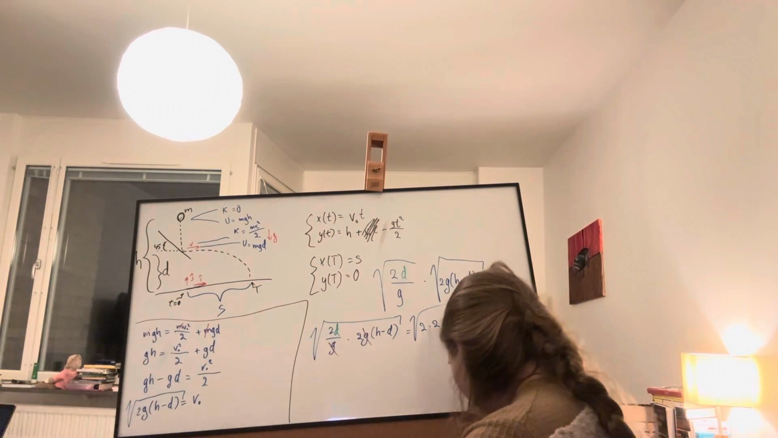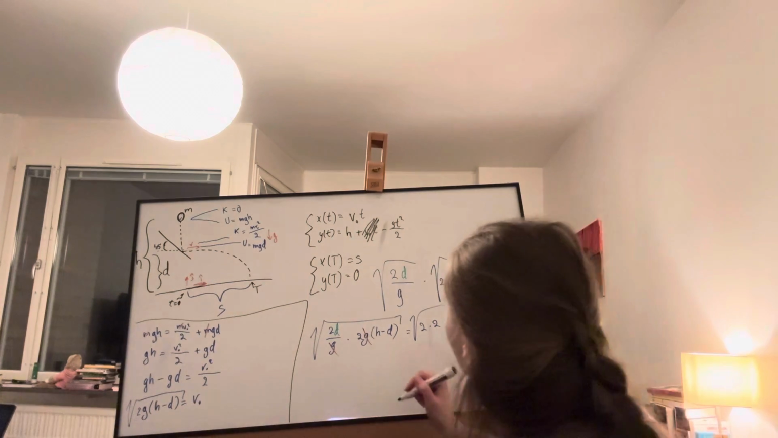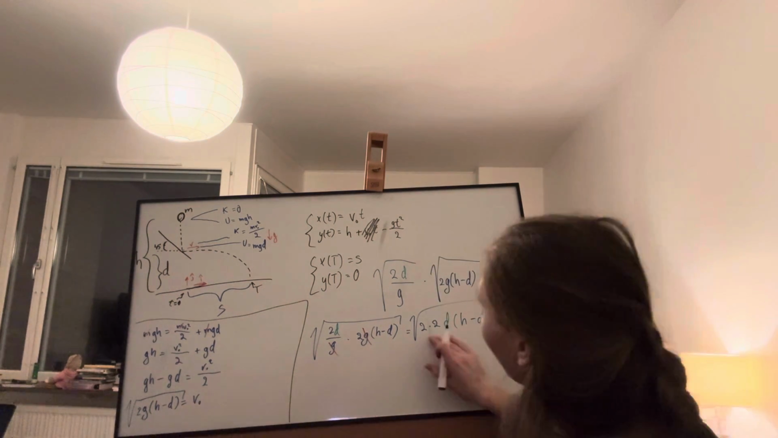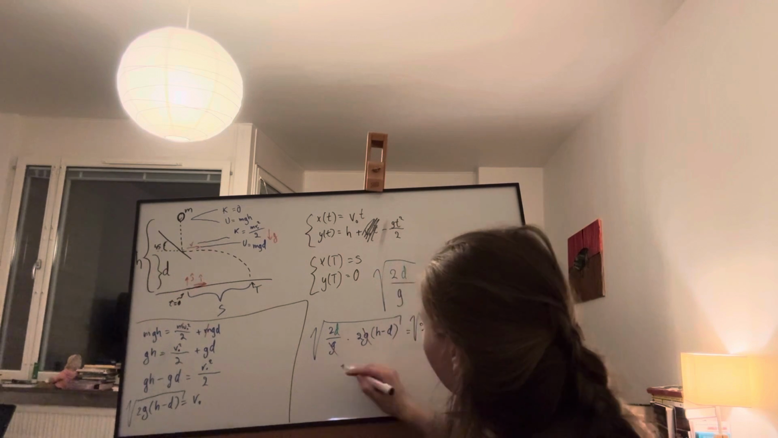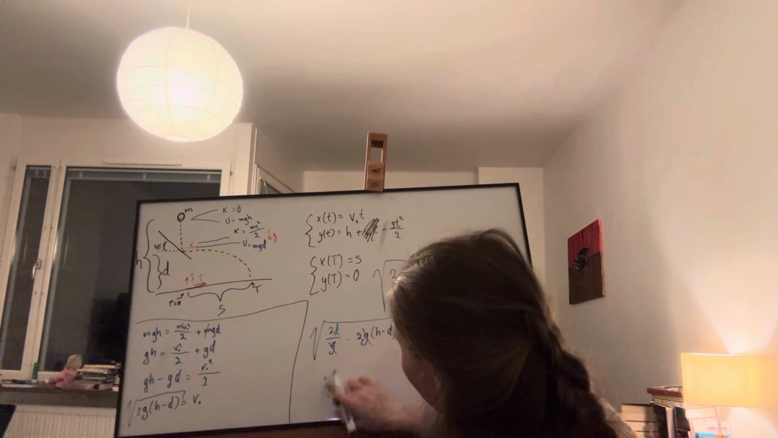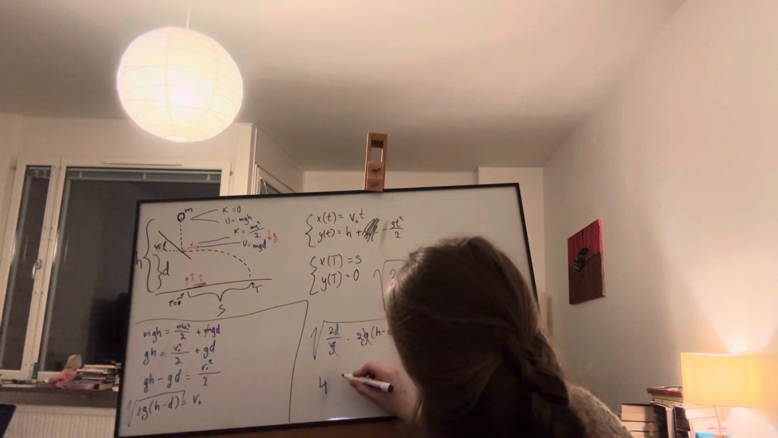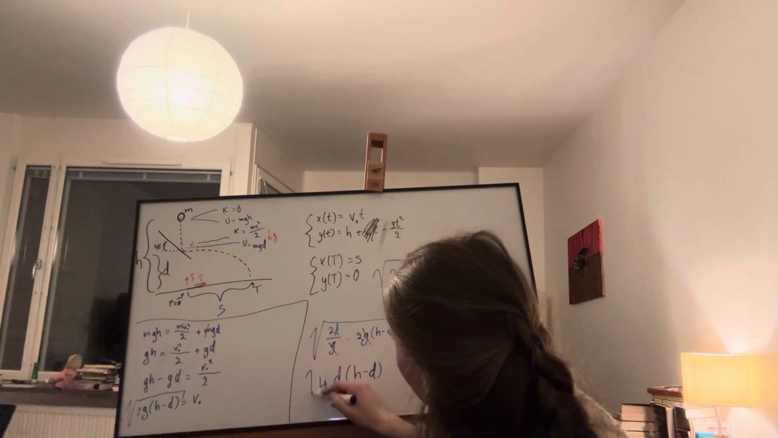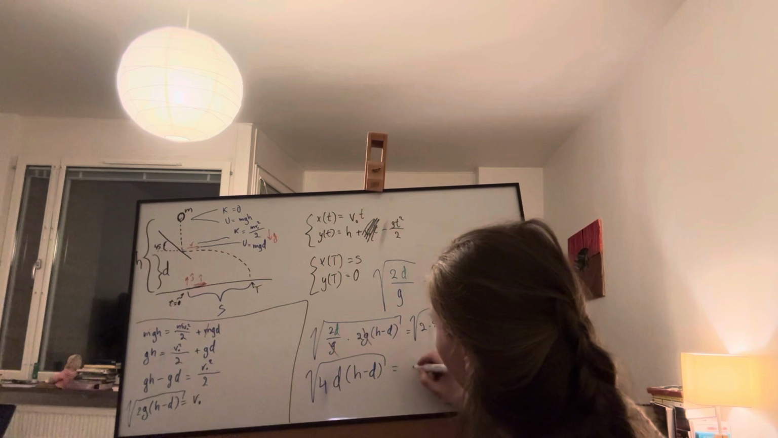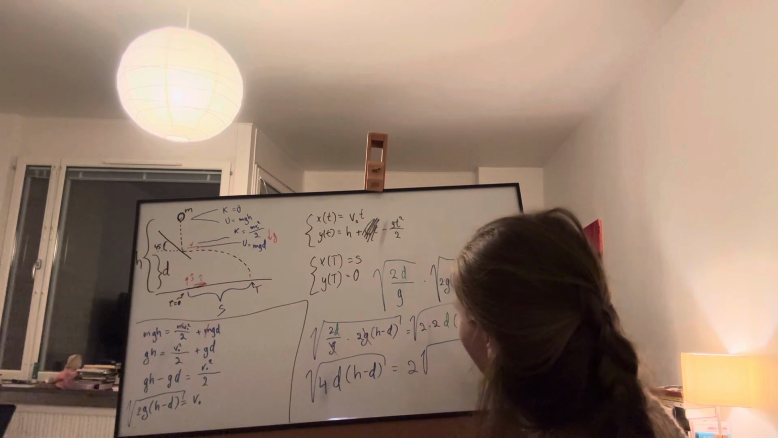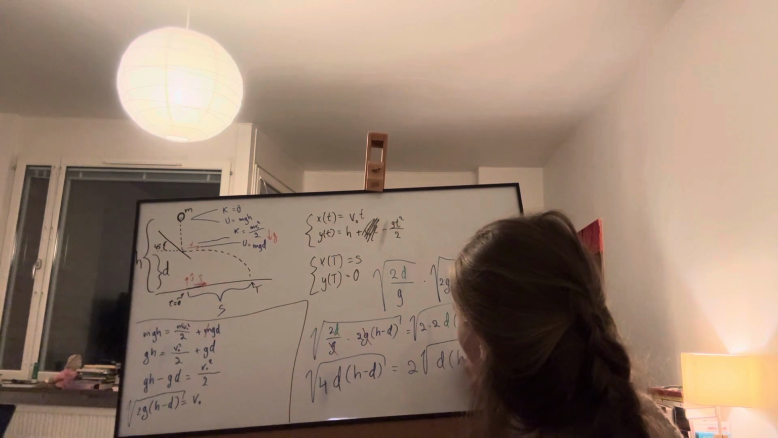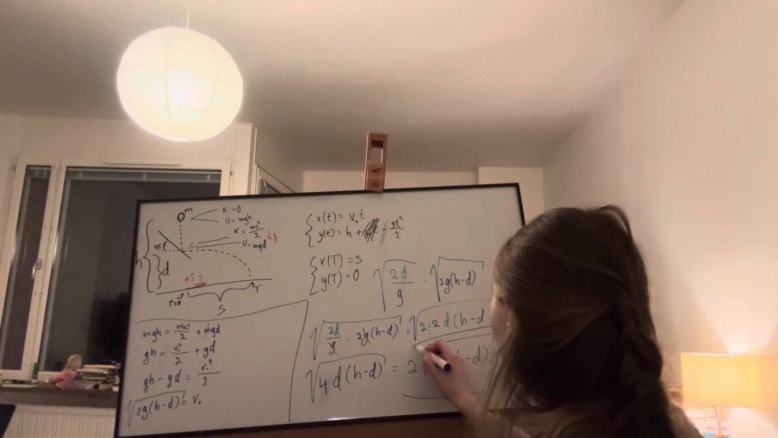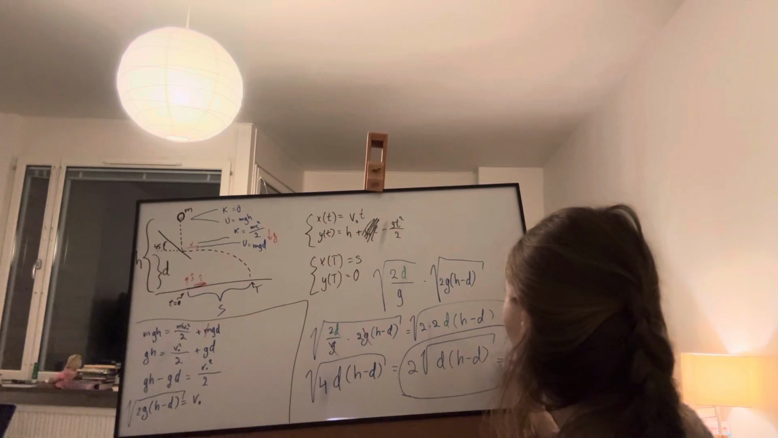Okay. So this becomes 4, and so we have, well, which is equal to the square root of d(h minus d). And this is equal to s.